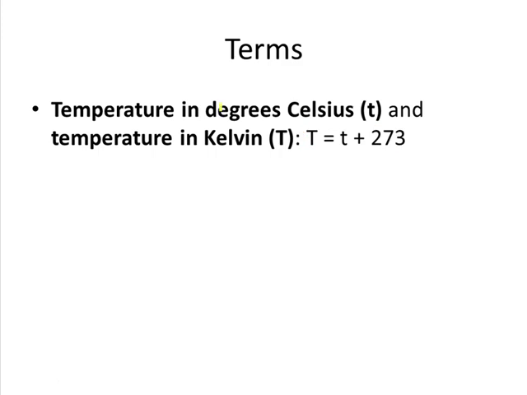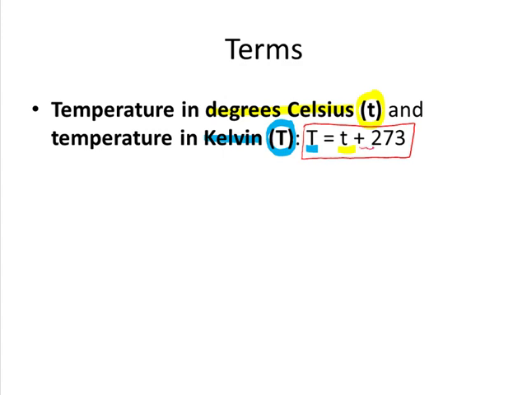To understand this formula, you must know that when we measure temperature in the unit degrees Celsius, we represent that with the symbol small t. But when we measure temperature in the unit Kelvin, which is the SI unit, then we represent this with the symbol capital T. And the way in which these two units are related to one another is that the temperature in Kelvin, capital T, is equal to whatever the temperature in degrees Celsius is plus another 273.